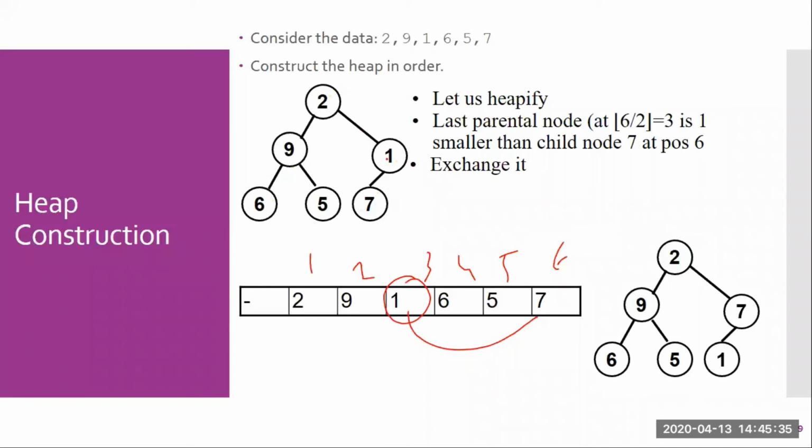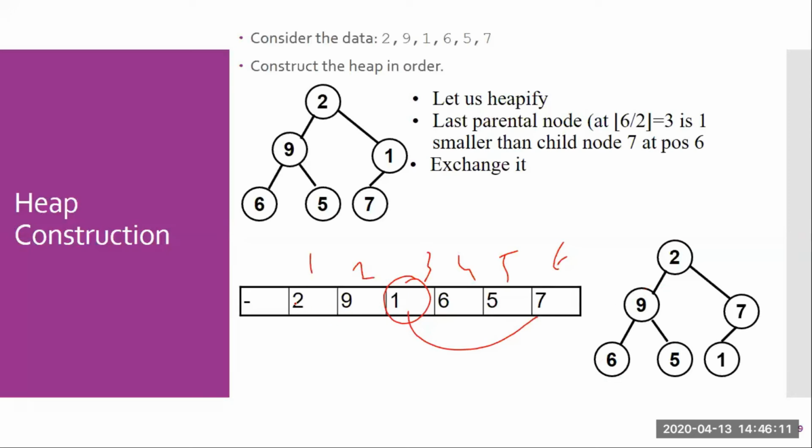So if you see 2, 9 and 1, these are the parental nodes. These 3 are the child nodes. Now for this last parental node, I need to verify if it is greater than my child node. Here 1 is less than 7, it is not greater. So this is not in the form of a heap, and I need to first convert this into the form of a heap. That is why I will exchange 1 and 7, and when I exchange them, I get 2, 9, 7, 6, 5 and 1.